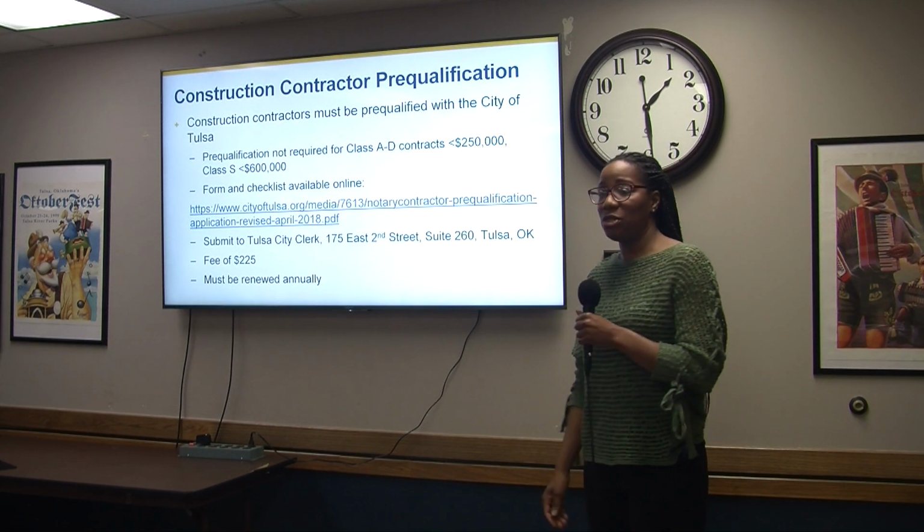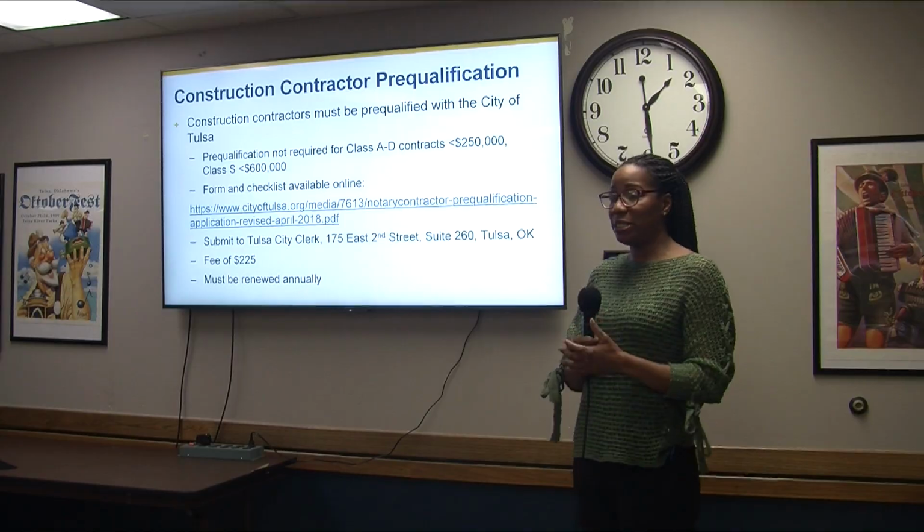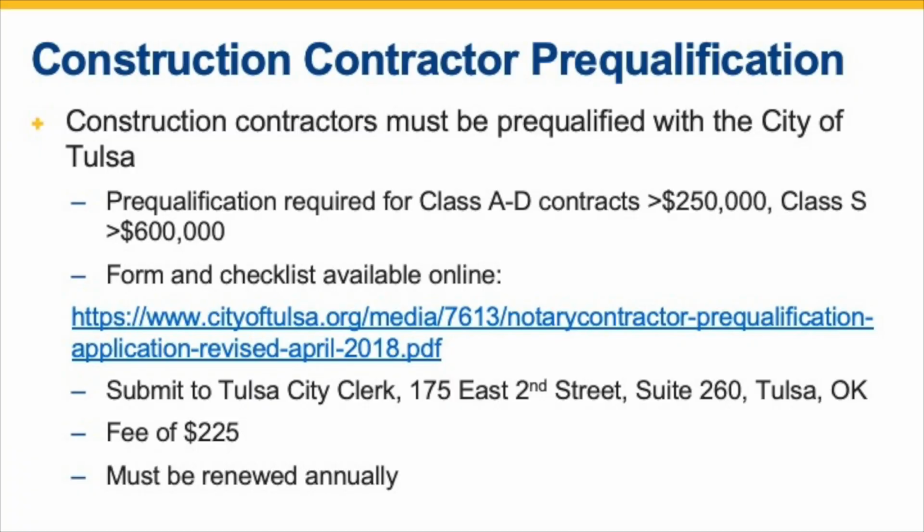So now we're going into being pre-qualified to attend the construction contract side. You have to fall under that classification I mentioned earlier, the A, B, C, D, or S. Once you, well, let's get qualified first. So these are the pre-qualifications. The dollar amount between Class A and D is greater than $250,000. Class S will have to be greater than $600,000. Like I said, those are my specialty projects.